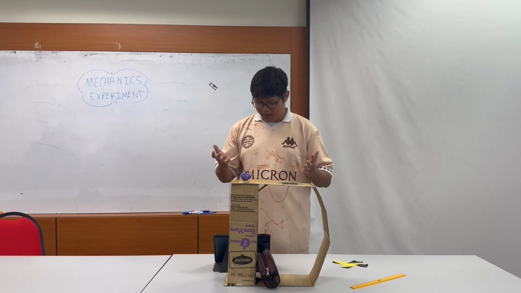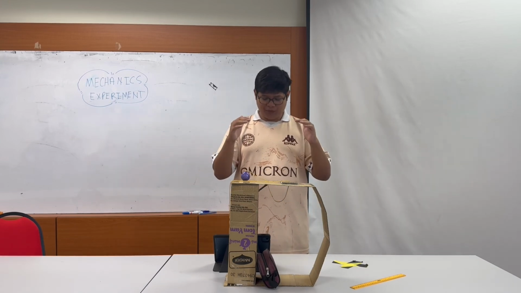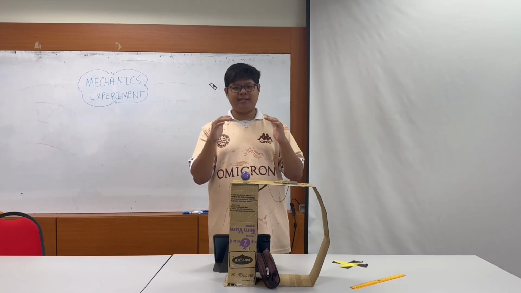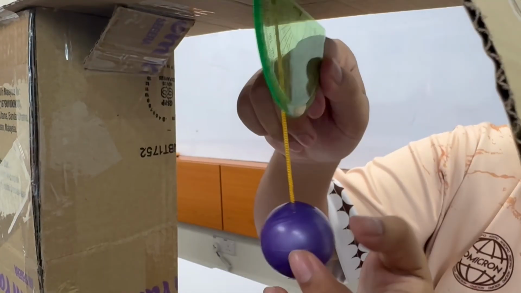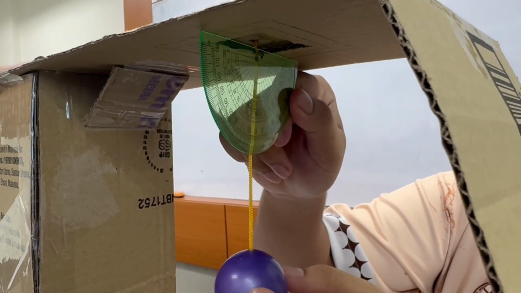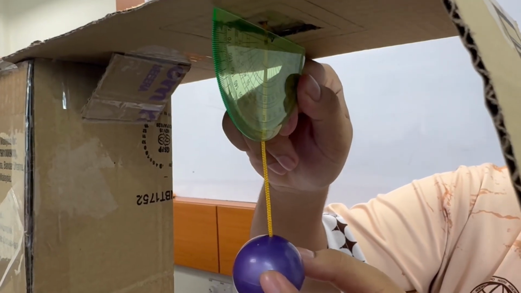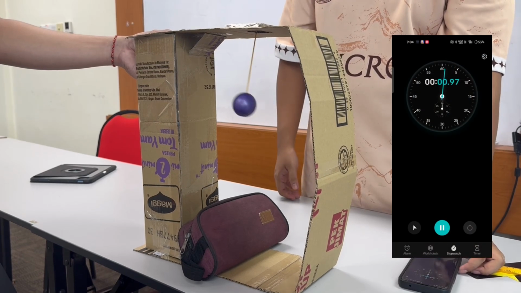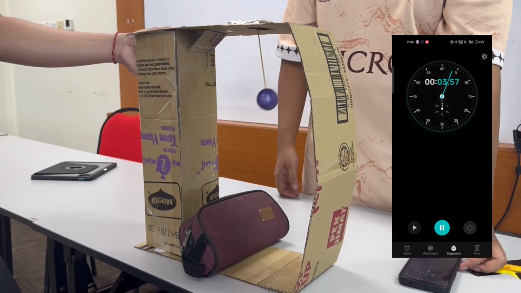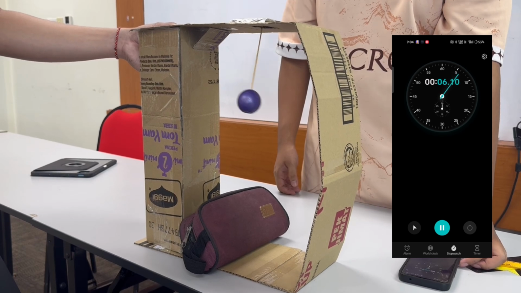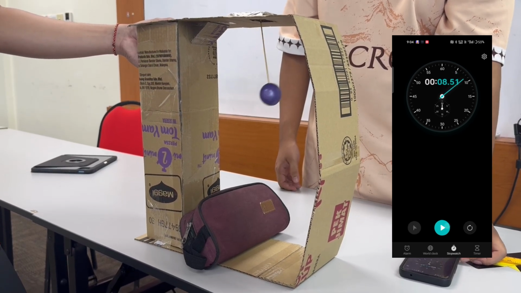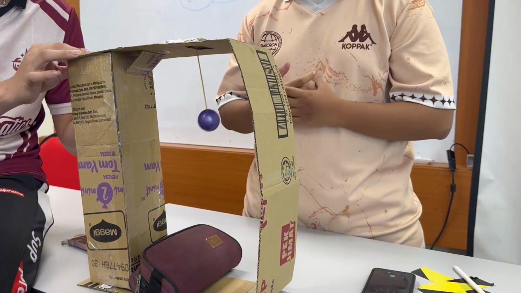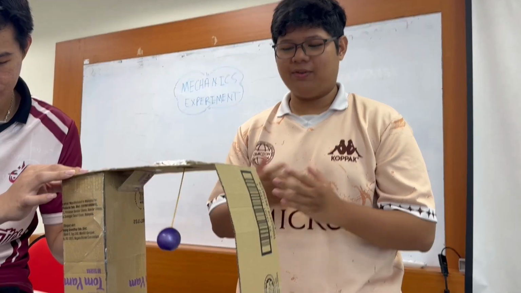While it looks simple, this system is a perfect way to visualize Newton's laws and conservation of mechanical energy in real life. Our theta will be around 10 to 15 degrees only. 1, 2, 3, 4, 5, 6, 7, 8, 9, 10. We measure this 3 times to get the average time.